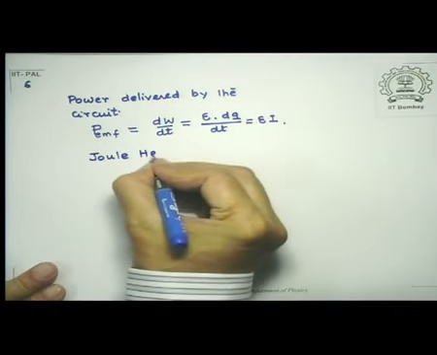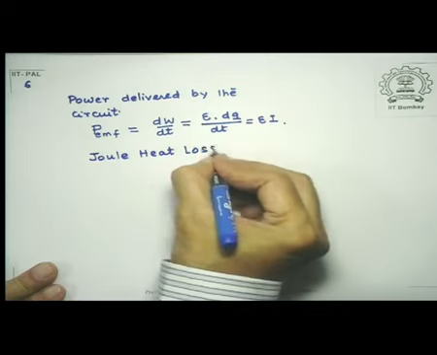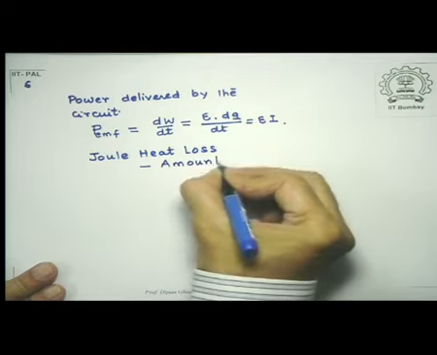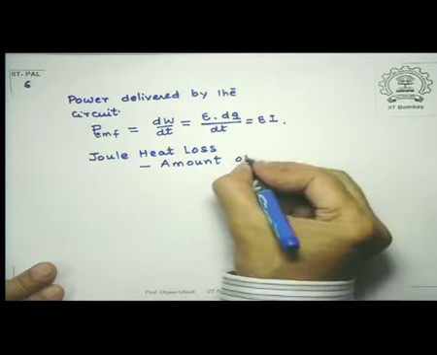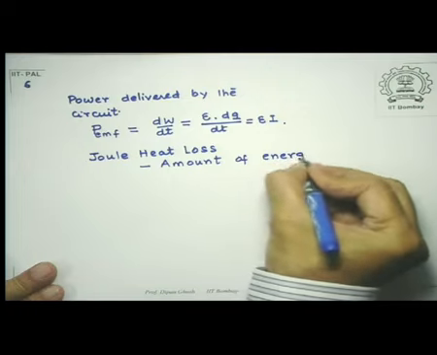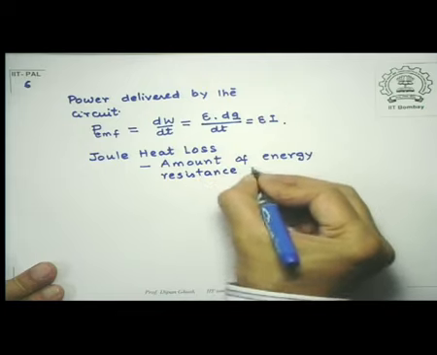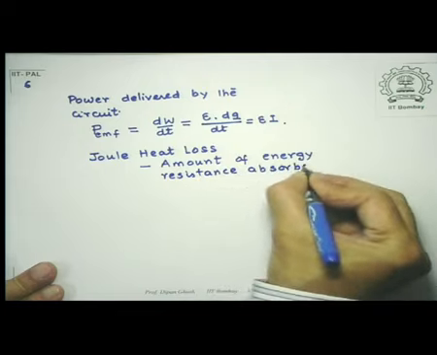In the case where the energy is dissipated by way of the resistor getting heated, this is known as the joule heat loss. This is the amount of energy which a resistor absorbs and dissipates.